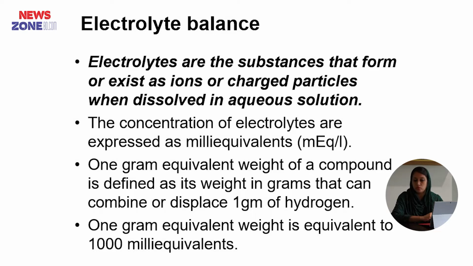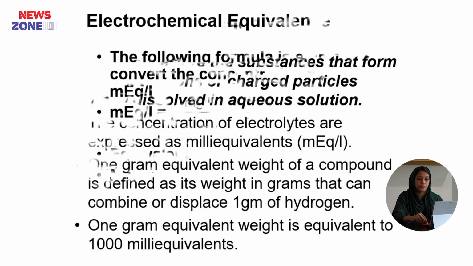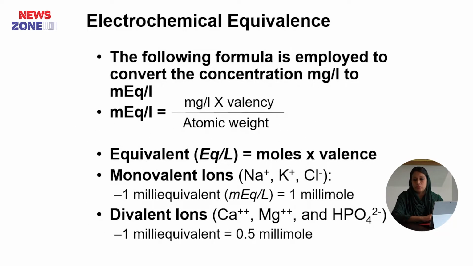One gram equivalent weight of a compound is defined as its weight in grams that can combine with or displace 1 gram of hydrogen. One gram equivalent weight is equivalent to 1000 milliequivalents. The following formula is employed to convert the concentration from milligram per liter to milliequivalent per liter: milliequivalent per liter equals milligram per deciliter into valency divided by atomic weight of the substance.